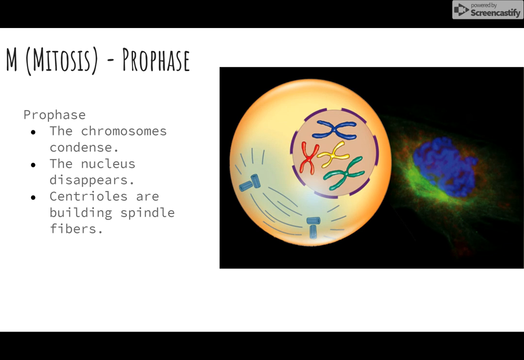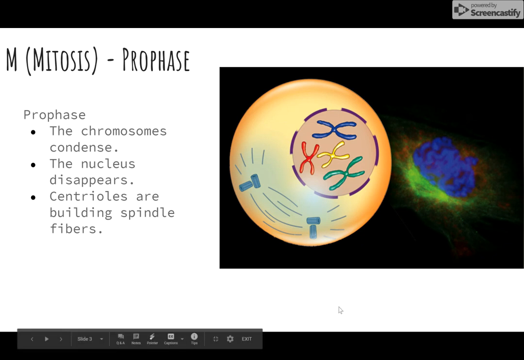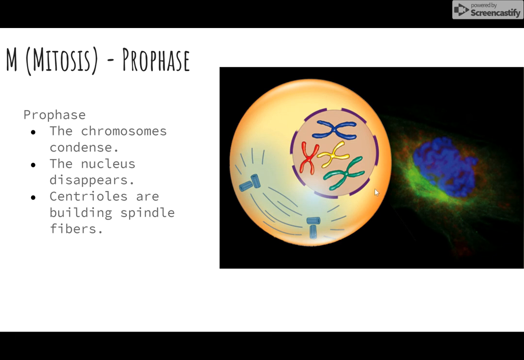Okay, so let's talk about the first phase of mitosis, the first step in cell division. The first step in cell division, or mitosis, is called prophase. The things that happen in prophase: the chromosomes condense, the nuclear membrane, or the nucleus, disappears, and centrioles start building spindle fibers. These are centrioles right here. They are a type of organelle that makes the cytoskeleton, and they are really active during cell division.